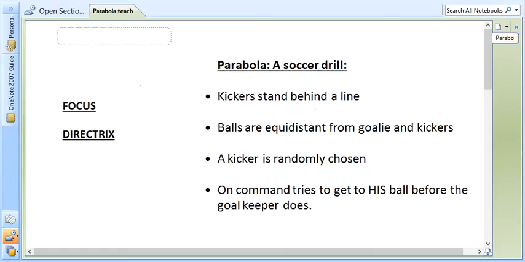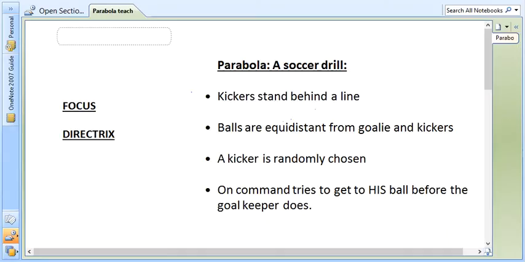Folks, if you are in pre-calculus and just starting to learn focus and directrix and parabolas, I would like to give you a slightly different perspective on the relationship between the focus and directrix and the parabola, using a concrete example with a soccer practice drill.